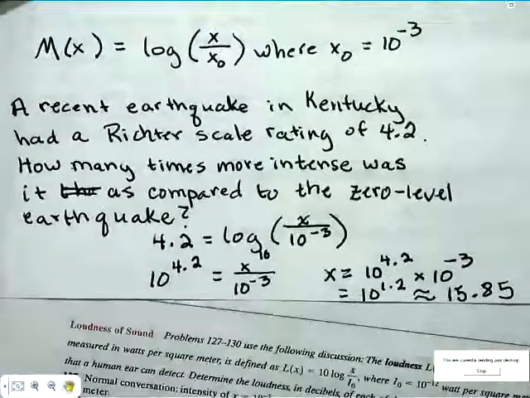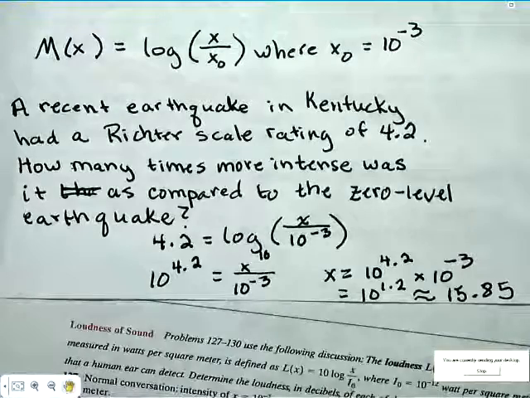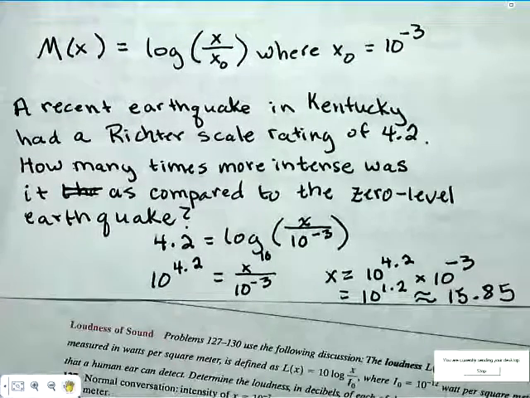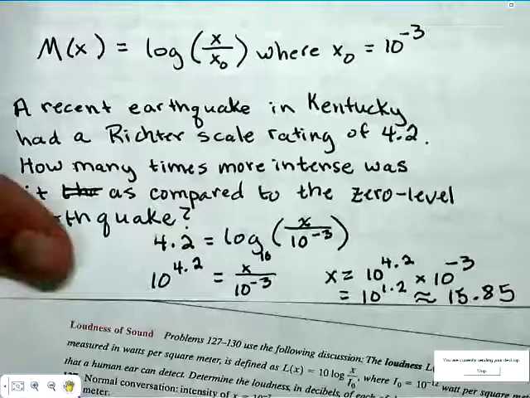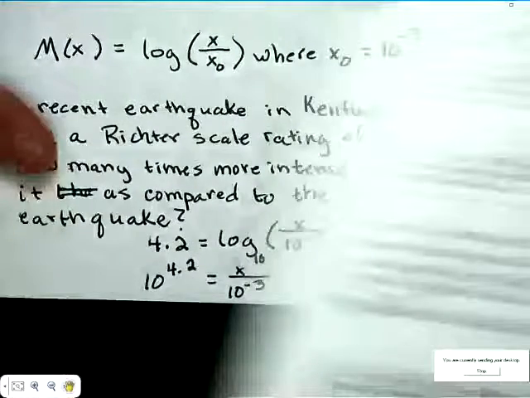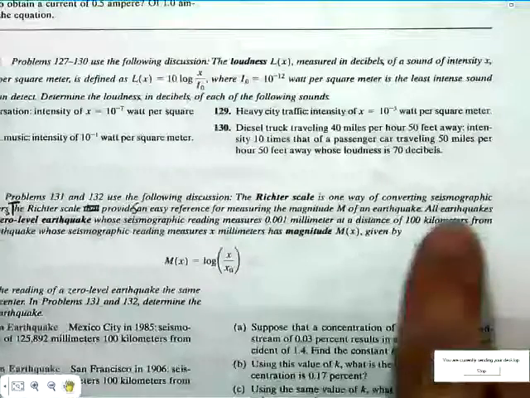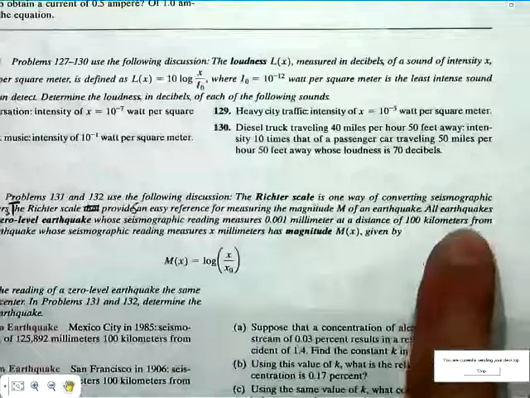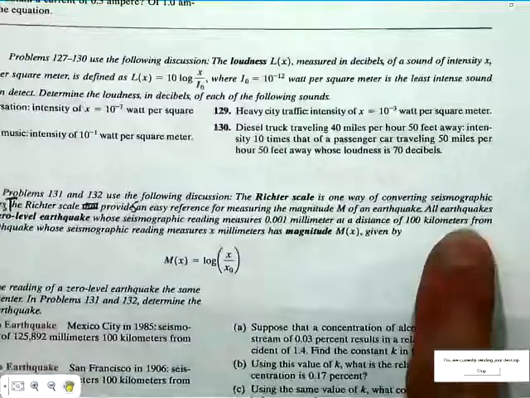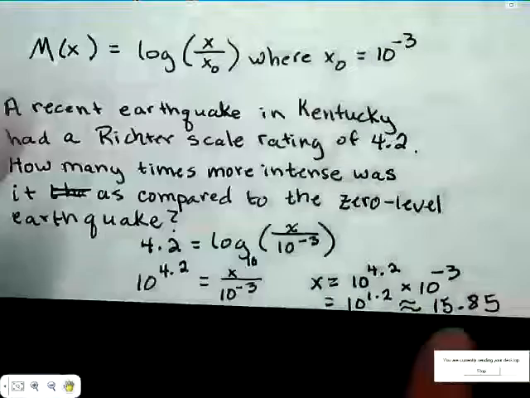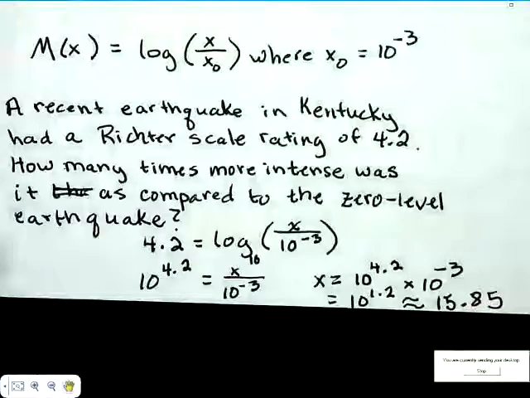The rocks in the driveway 100 kilometers from the epicenter. If we read this paragraph above number 128, it tells us that earthquakes are always measured, that the seismograph is always put down at a distance of 100 kilometers from the epicenter. 100 kilometers from the epicenter of this Kentucky earthquake, the rocks were rumbling about 16 times what they would be on a normal day.